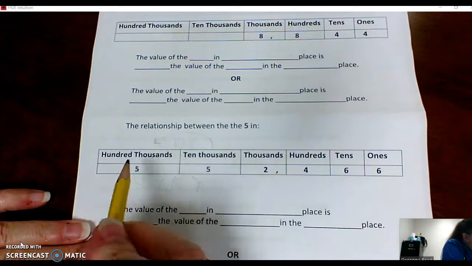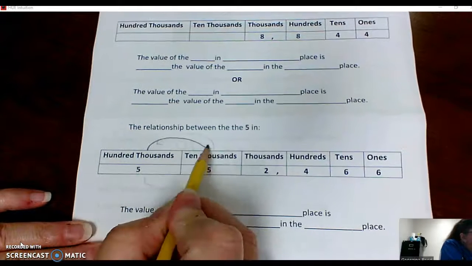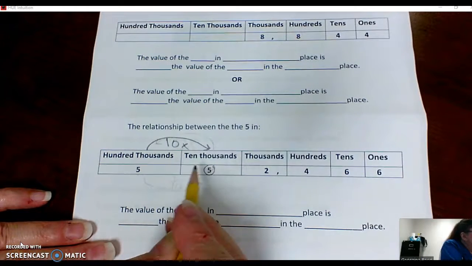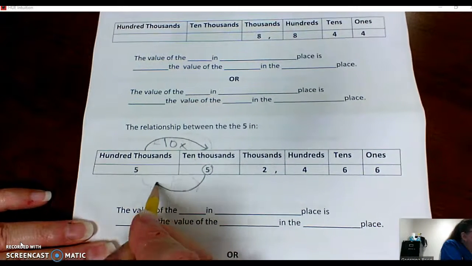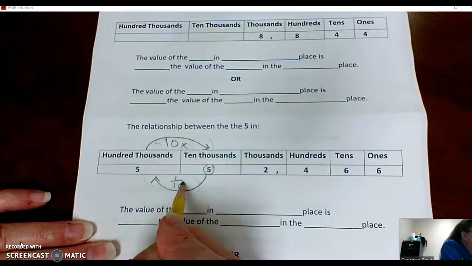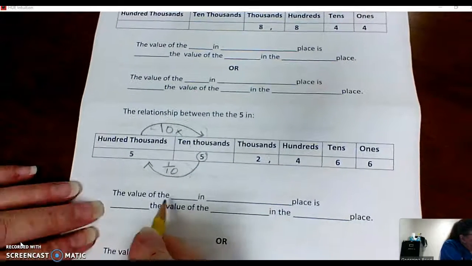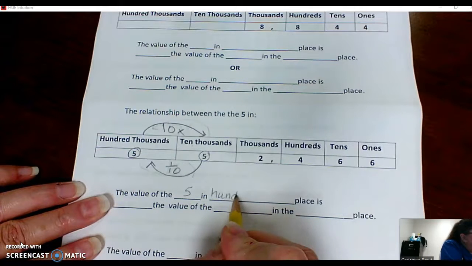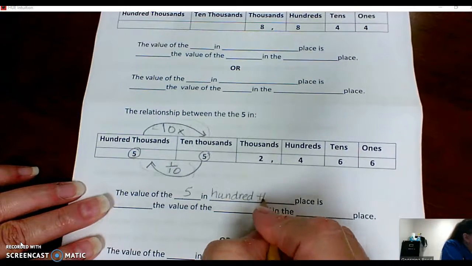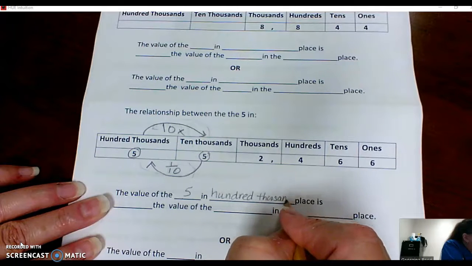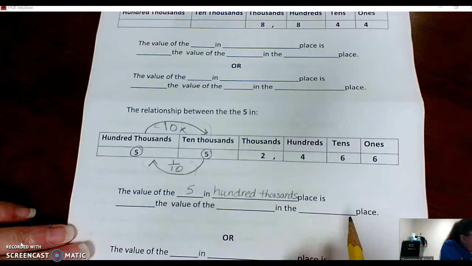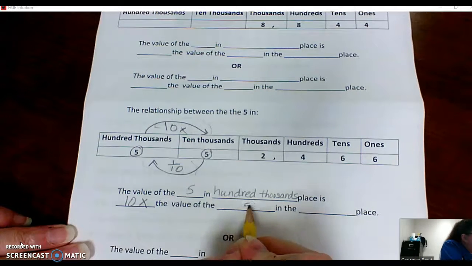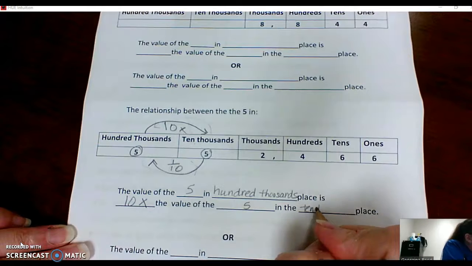Okay, boys and girls, we were talking about how this 5 is 10 times more than this 5. And this 5, because it's in the 10,000s, is 1/10 the size of that number. So the value of this 5 in the 100,000s is 10 times the value of the 5 in the 10,000s place.